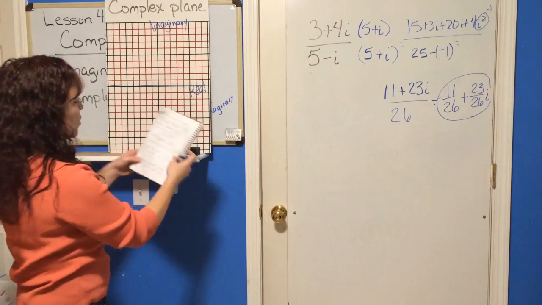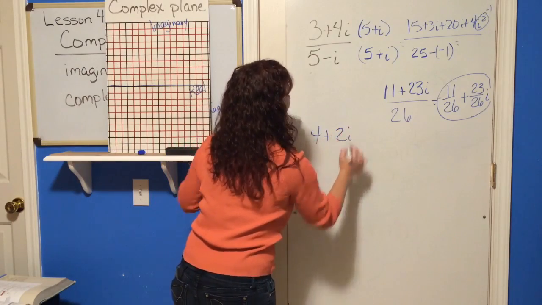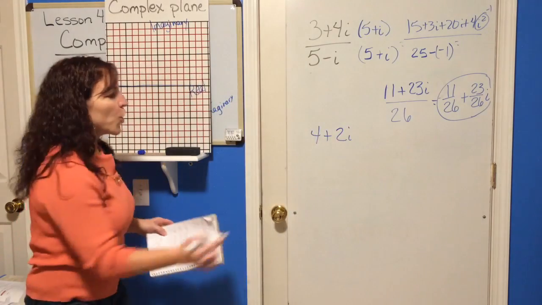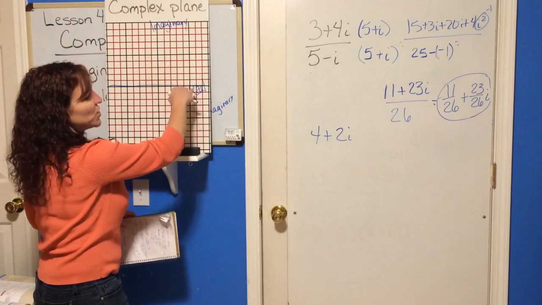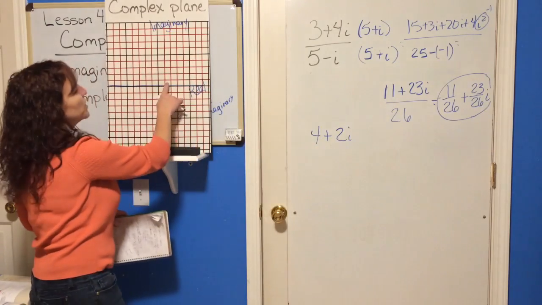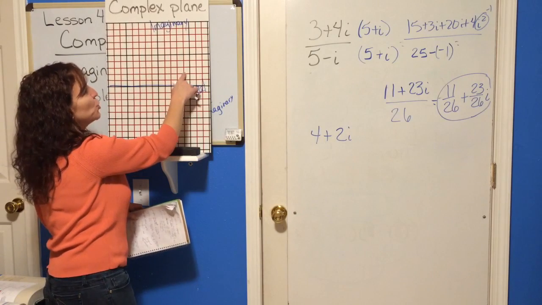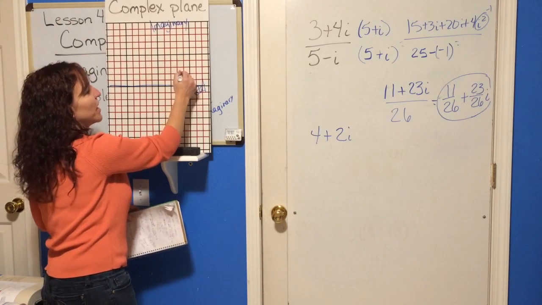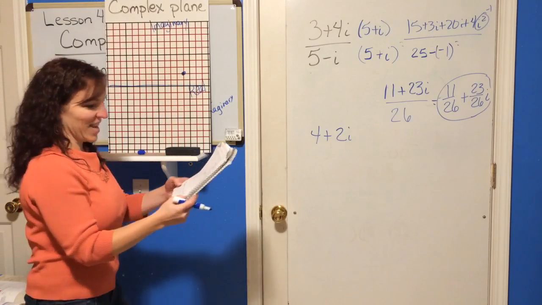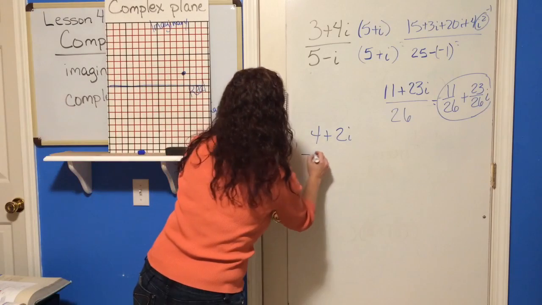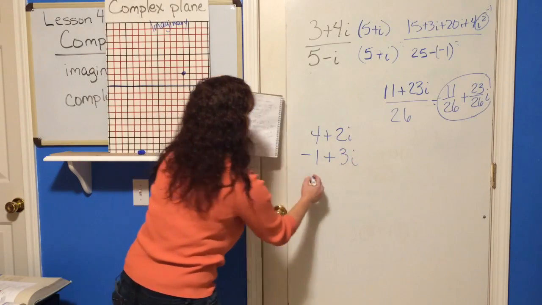So if we want to graph, say, 4 plus 2i, all you're going to do is graph the 4 on the real plane. So you're going to go to the right 4, 1, 2, 3, 4, and 2i is going to be up 2 because you're going to go up on the imaginary plane. So there's your point. Got it? So graph these real quick, and then I'll do them, and let's see if we get the same thing.